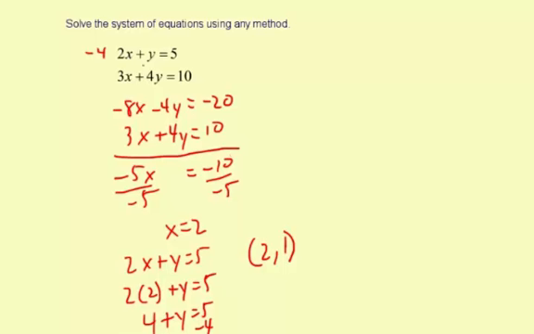I'll just double check real quick. 2 times 2 is 4, plus 1 is 5, so it works in the first equation. 3 times 2 is 6, 4 times 1 is 4, 6 plus 4 is 10, so it works in the second equation. There's your solution to the system.